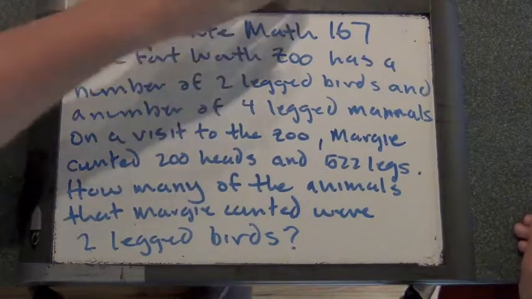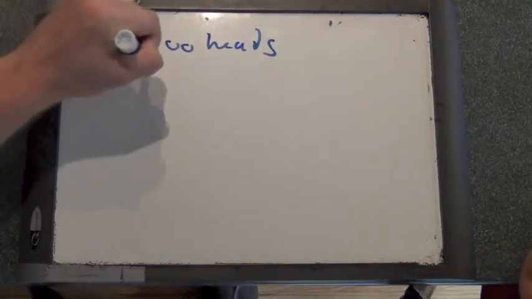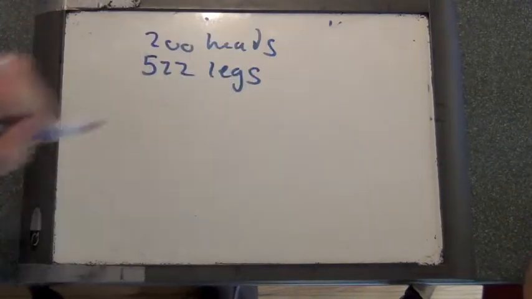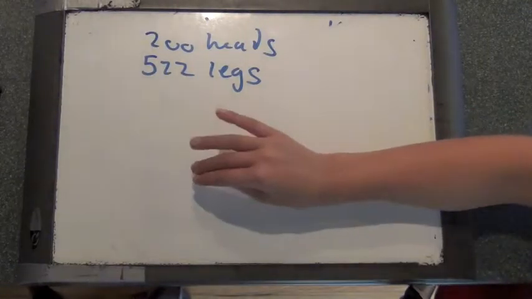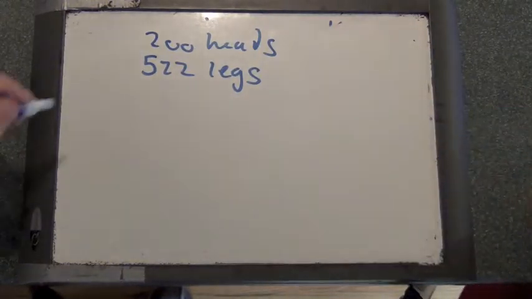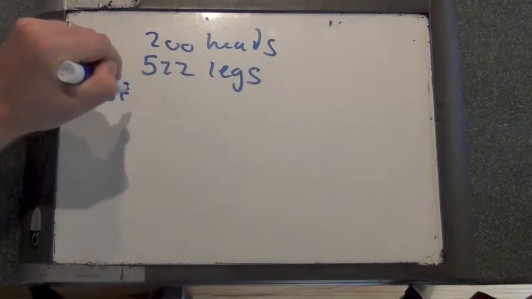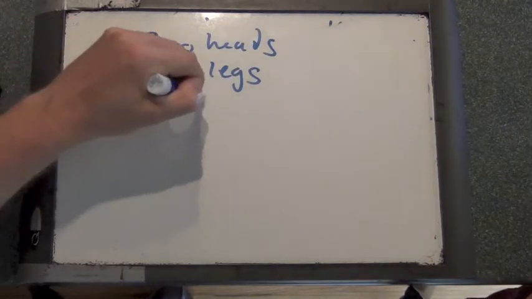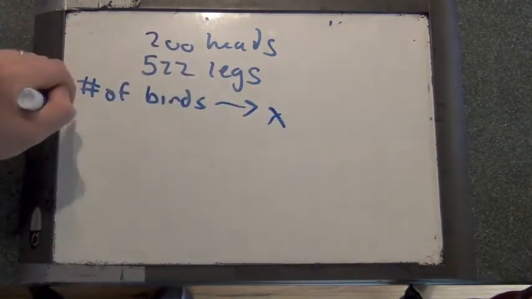Okay, yeah, definitely. Let me erase, since we don't have our big whiteboard quite yet. So we have 200 heads and 522 legs. How's that going to help us? And we're asked to find... Well, finding the number of mammals might help us, the four-legged mammals. What are we asked to find? The number of birds. What do you want to call that? Call that X. And then mammals Y.